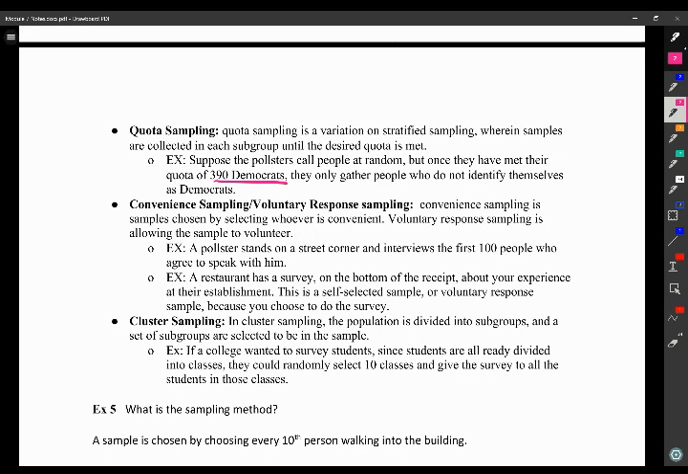Convenient sampling or voluntary response sampling is more like they stand on a corner and just ask the first 100 people they see. Another example is at the restaurant where they give you the survey at the bottom. It's voluntary, so you don't have to fill out that survey about what your experience was, but you choose if you're going to do that. Or Walmart, when they do the same thing, you can do a little survey.